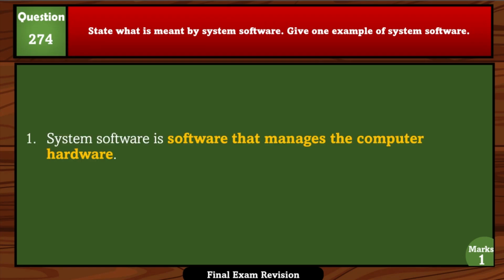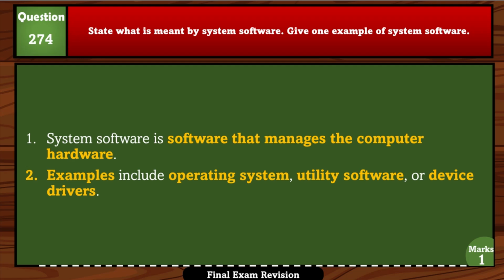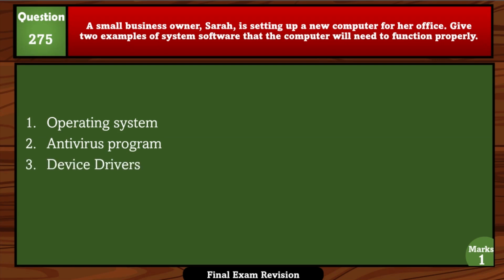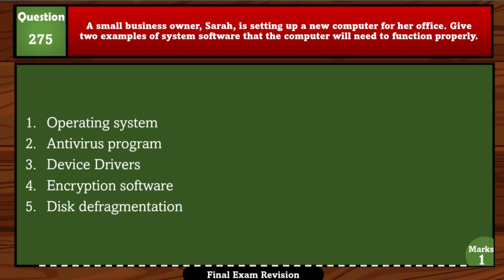System software is software that manages the computer hardware. Examples include operating system, utility software, or device drivers. Question 275. A small business owner, Sarah, is setting up a new computer for her office. Give two examples of system software that the computer will need to function properly. Number 1, operating system. Number 2, antivirus program. Number 3, device drivers. Number 4, encryption software. And number 5, disk defragmentation. So these are all examples of system software.